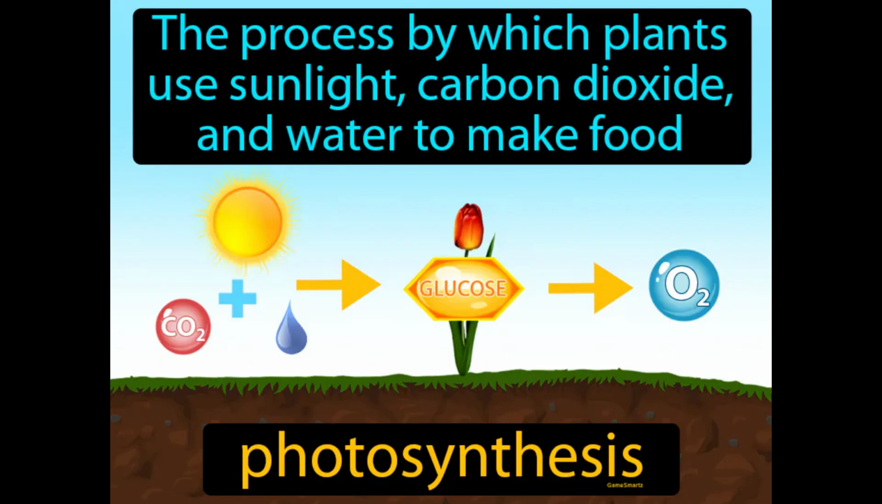The process by which plants use sunlight, carbon dioxide, and water to make food. Photosynthesis. In photosynthesis, plants take sunlight and turn it into energy to grow.